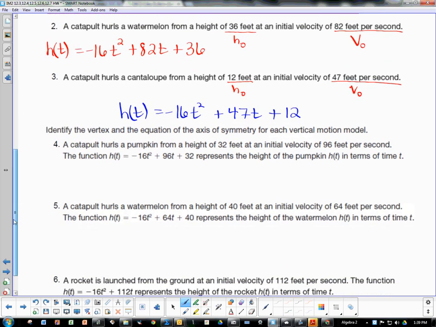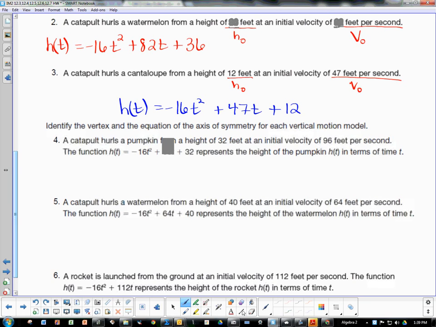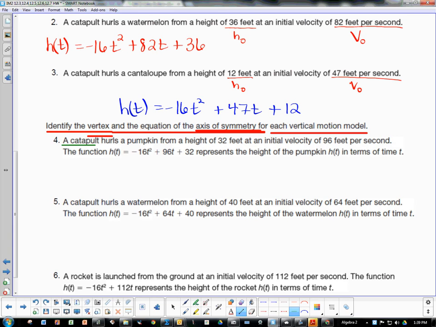All right, number 4. Let's read the directions first. Number 4 says, identify the vertex. Okay, so we've got to identify the vertex and the equation of the axis of symmetry. So we want to really focus on that axis of symmetry for each vertical motion model. It says here, a catapult hurls a pumpkin from a height of 32 feet at an initial velocity of 96 feet per second.